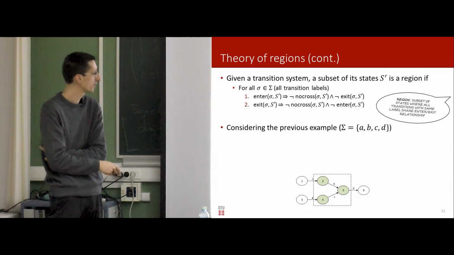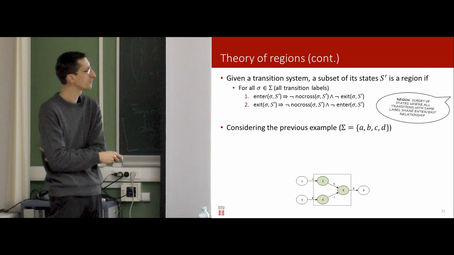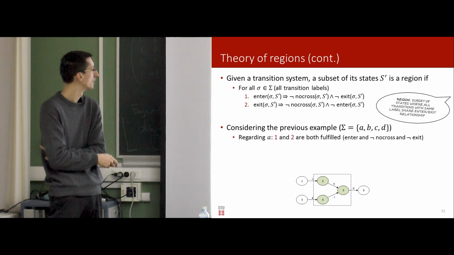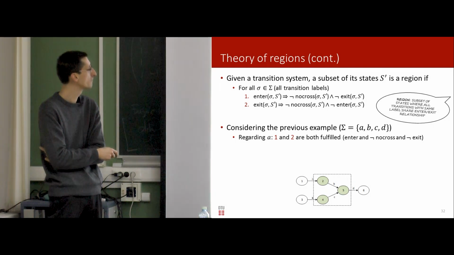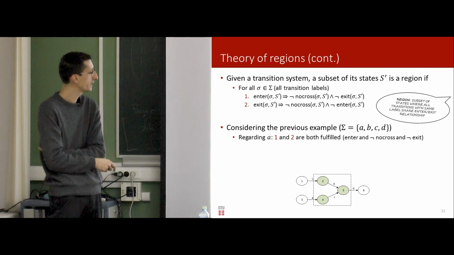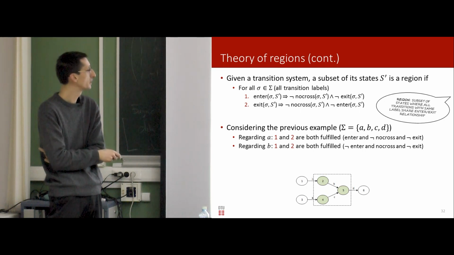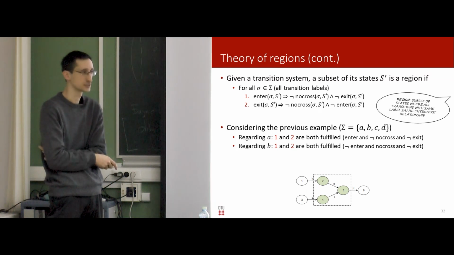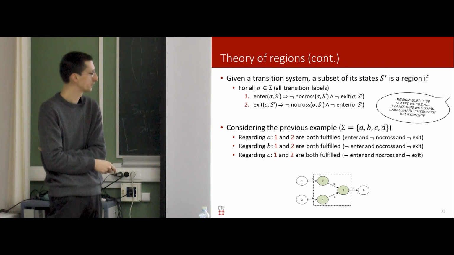So if we take again this example, and our alphabet is A, B, C, D, then we can check if this subset S prime is indeed a region. So we start with the first label, A, and in this case both are fulfilled. In particular, A is entering here and there, but it's not crossing and it's not exiting. B is also fulfilled because B is not crossing, so that's fine. C is the same, it's in here, it's not crossing, it's fine.